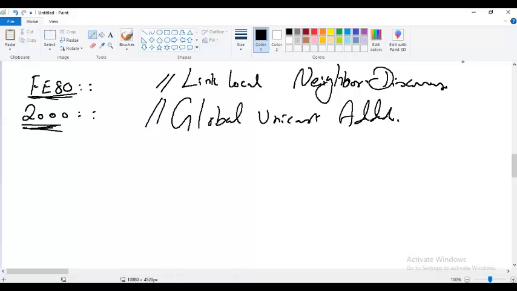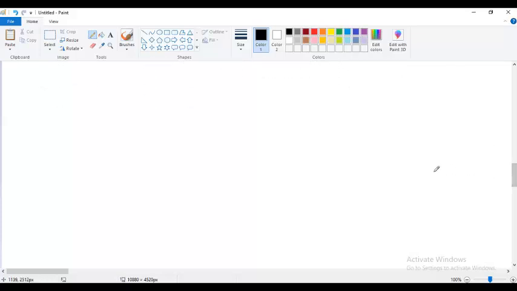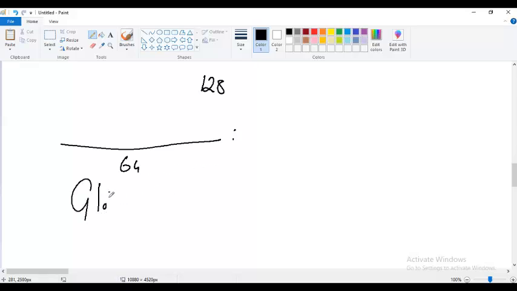Next is, we say it is 128, but do you know how it is divided? The first 64 bits is called the global prefix. And the last 64 bits is called the interface prefix.